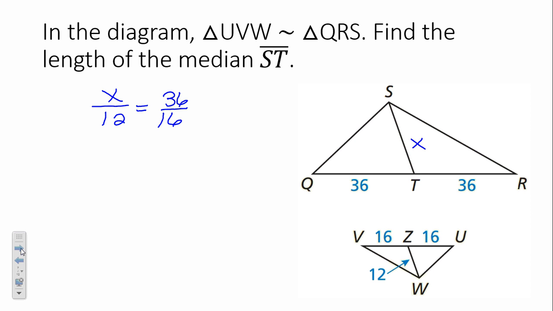Okay, now we cross multiply. 16x equals whatever 12 times 36 is, and you can plug that into your calculator. That's like a 1,000-ish number. Divide by 16. Can you see that you need your calculator? Yes. Okay, question.